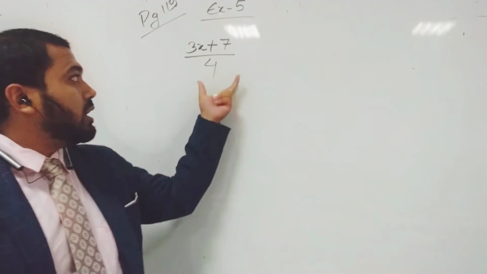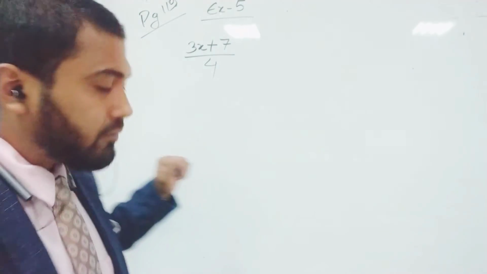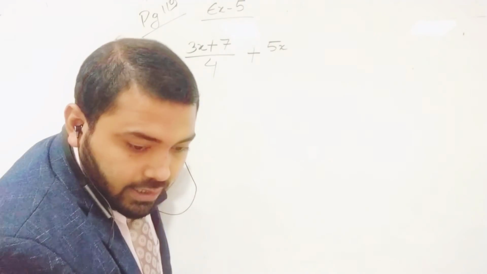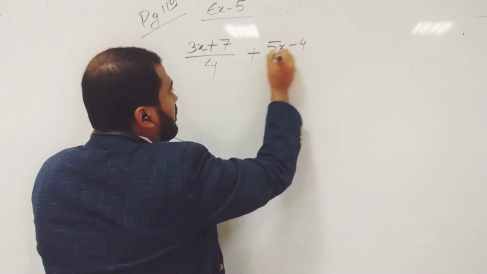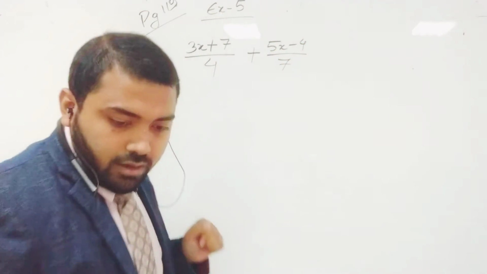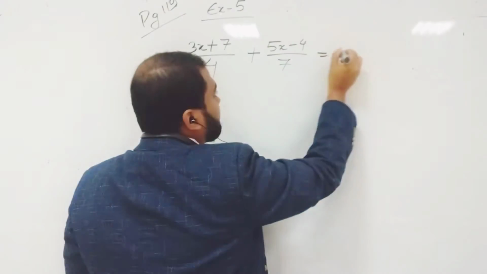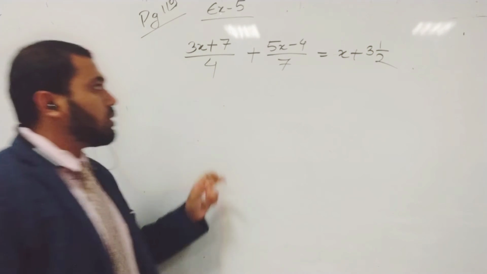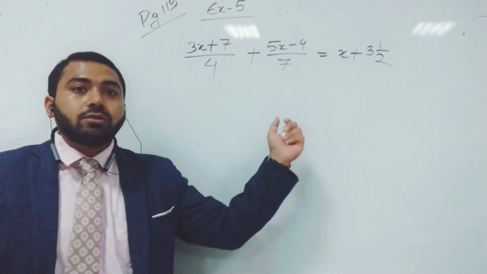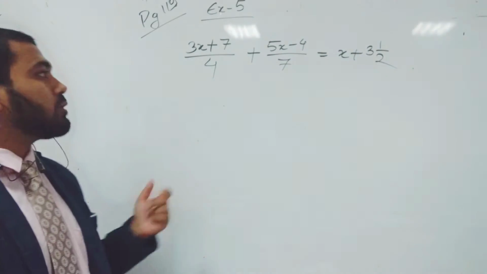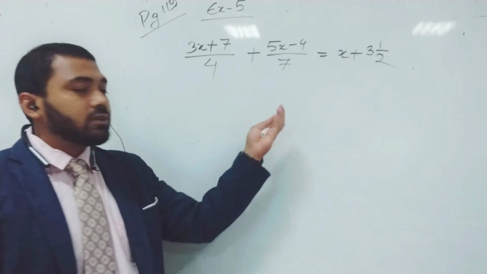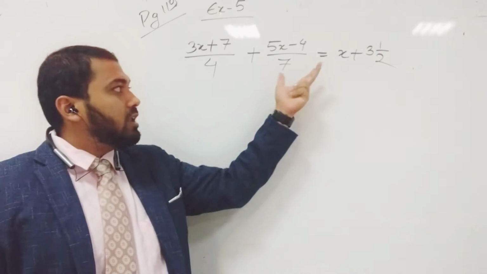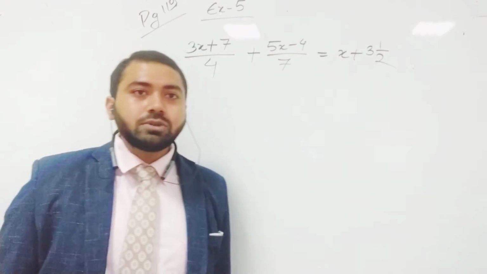Okay. So here you can see 3x plus 7 by 4 plus 5x minus 4 by 7 equals to x plus 3 1 by 2. So here I need to find out the value of x. So how can I find out the value of x? First of all, the main technique is we need to get all the x values to the left side and all the numbers to the right side.